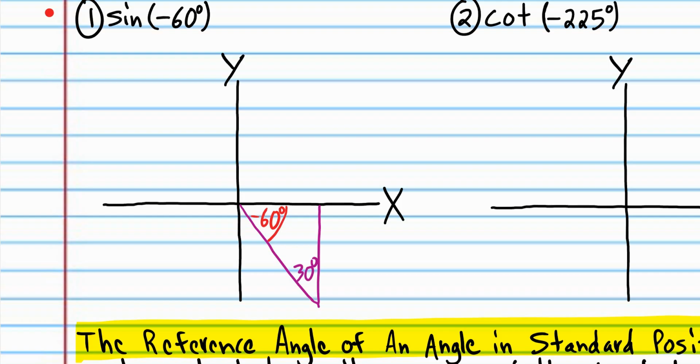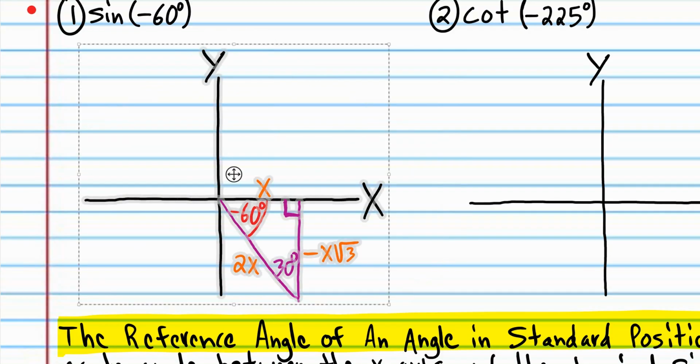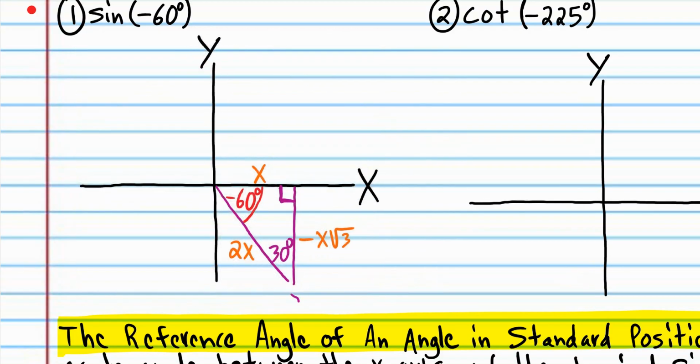And of course, you see we have a 30, 60, 90 degree triangle. And that means that whatever this side is, we'll call it x. The side opposite 60 degrees has to be that number times root 3. And of course, because the triangle is going down, it's going to be negative x root 3. And the hypotenuse is double that number. Now, it doesn't matter how big or small the triangle is. That's very important to understand. It doesn't matter how big or small the triangle is. It just matters what the relation between the sides is.